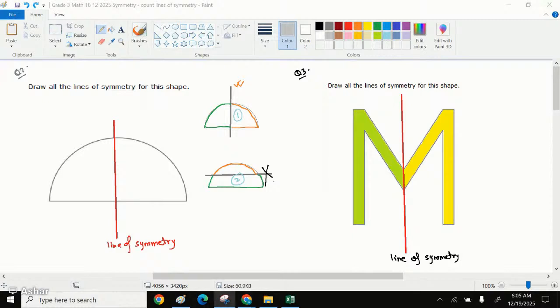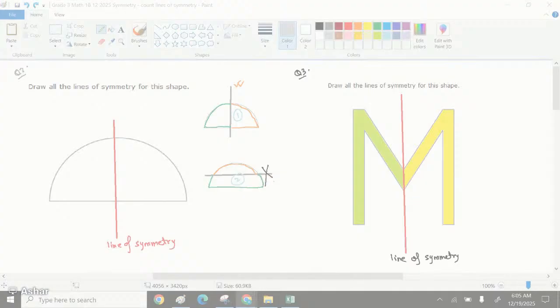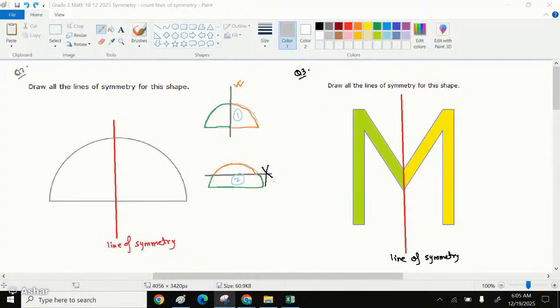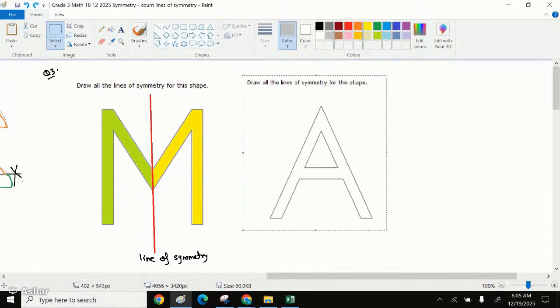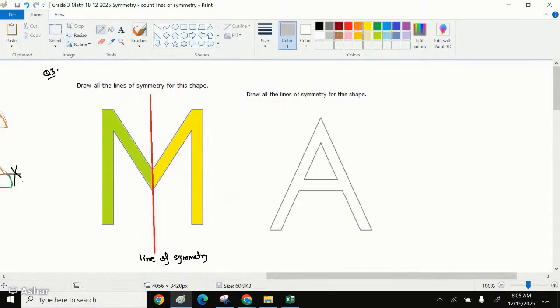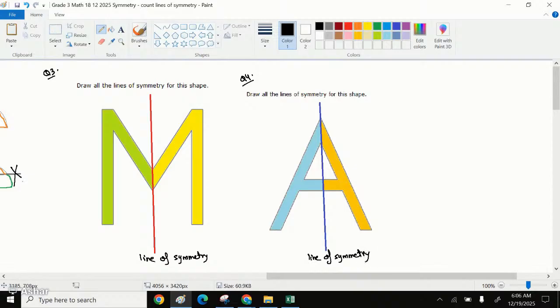The next shape we have is another alphabet. Let's see if this alphabet has a line of symmetry, or how many lines of symmetry it has. The next alphabet we have is A. Does the alphabet A have a line of symmetry? Can we cut this shape A from the center? So can we say that the shape on the left side should be equal to the shape on the right side? Agreed? So this is our line of symmetry. Moving on to the next question.